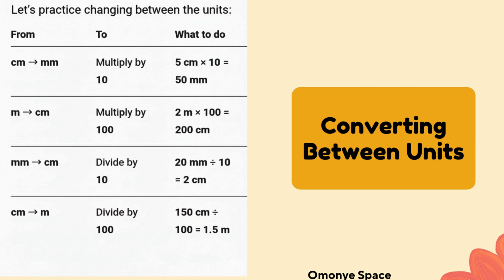Also, if we want to convert from millimeters back to centimeters, remember we converted from centimeters to millimeters. Now to convert millimeters back to centimeters, we divide by 10. The same goes for centimeters to meters. If we want to convert from centimeters back to meters, we divide by 100. You can see the example clearly. The example has done that in order for us to understand better.